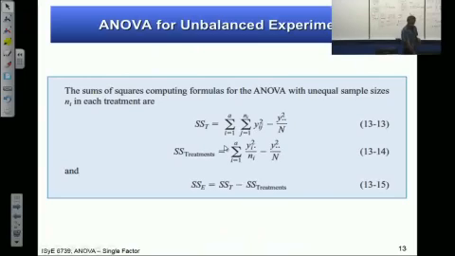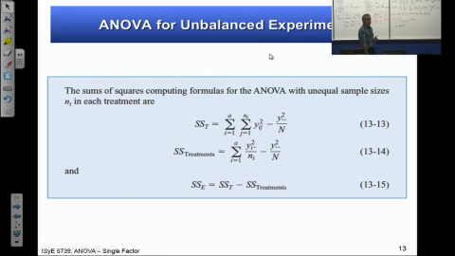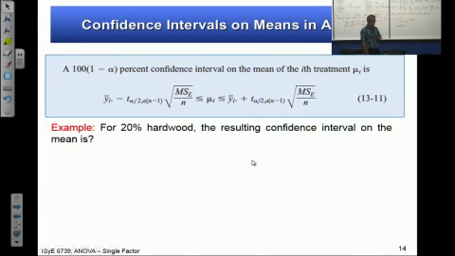Okay, so these are the equations for an unbalanced experiment. By unbalanced, I mean the number of replications is different for each level. It's not 6, for example, as it is here, where n is fixed and equal to 6. It could be 6, 5, 4, 3, whatever, different for each level. Then you use this set of equations, where you replace n with n sub i. But the rest is the same.